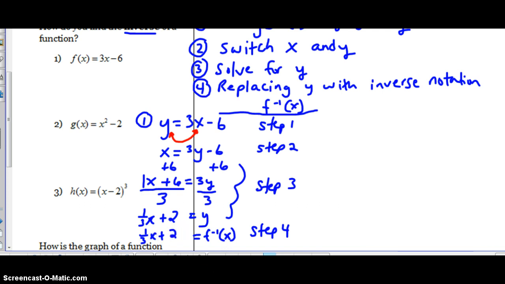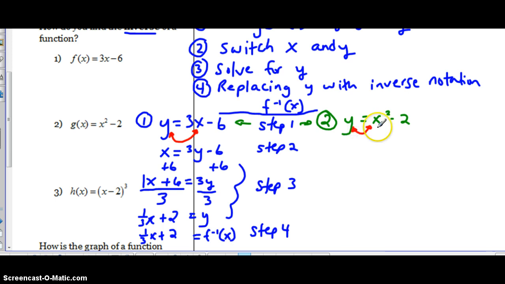Okay, let's change colors and do number 2 now. In this case we have g of x equals x squared minus 2, so my first step is to replace g of x with y. So here's my step 1. I'm doing it as I write it down. My step 2 is switching x and y.